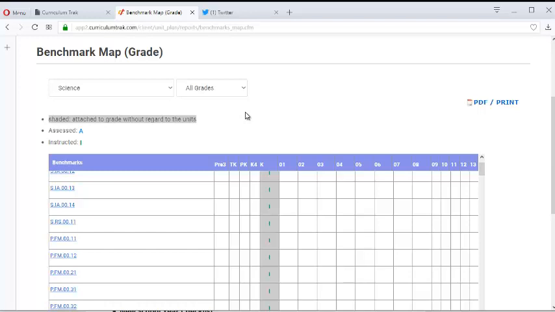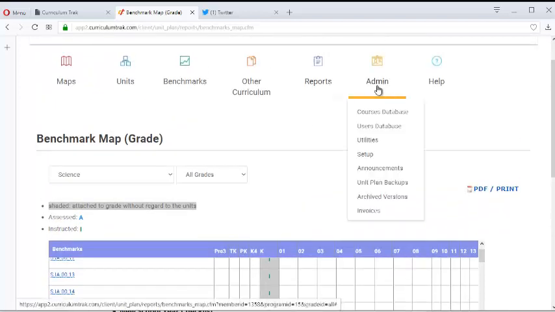And again, there might be good reason for it, but if so, you may want to consider changing what grades they're taught in by going to the courses database and attaching the benchmarks to the correct grades there. We actually have another video on that topic.